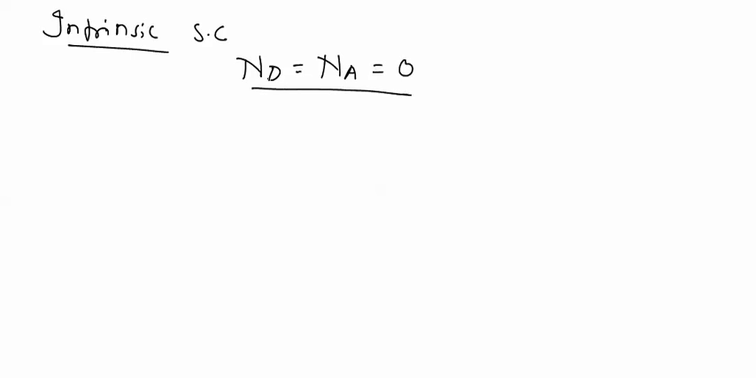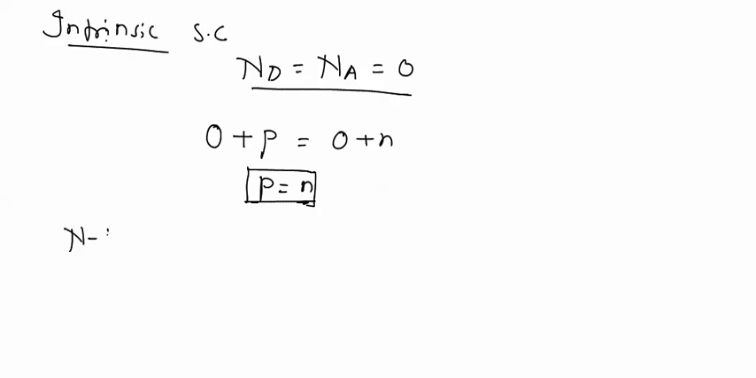We will take a case of intrinsic semiconductor. In intrinsic semiconductor there is no donor type impurity, there is no acceptor type impurity, meaning Na and Nd equal 0. So according to law of electrical neutrality, Nd is 0 plus p equal to Na is 0 plus n. So here we get n equal to p, and we already know that in intrinsic semiconductor hole concentration equals electron concentration.